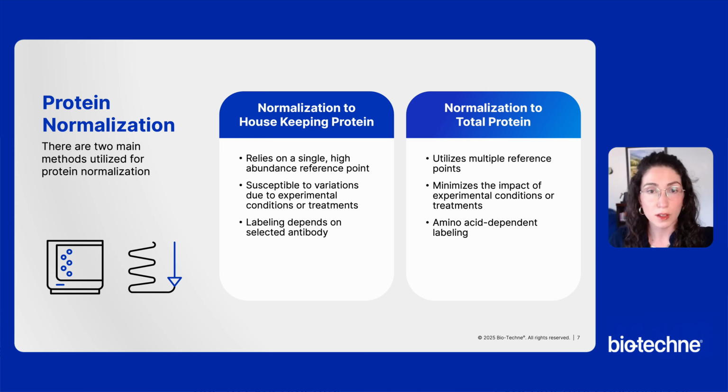conditions or treatment. Normalization to total protein is an increasingly popular method that captures the entire protein content of the capillary. Rather than relying on a single protein, total protein utilizes multiple reference standards, the breadth of the proteins within the capillary, which minimizes the impact of experimental treatments. Because of the susceptibility of housekeeping proteins to variation, many publications now require total protein data alongside immunoassay readouts.